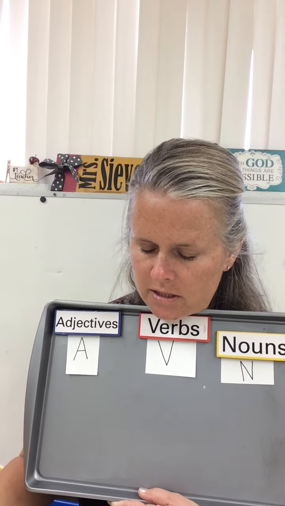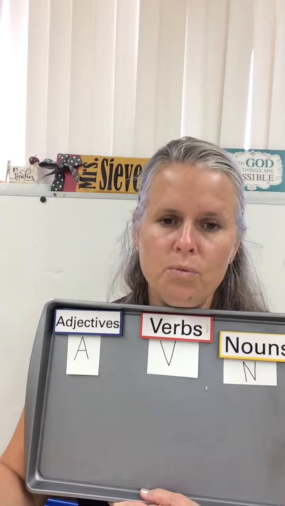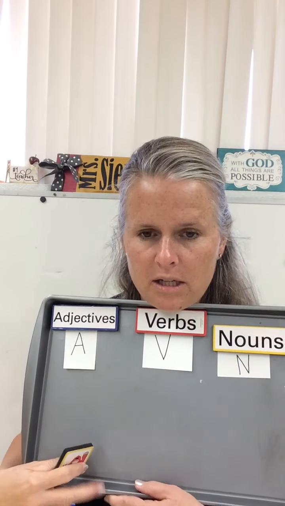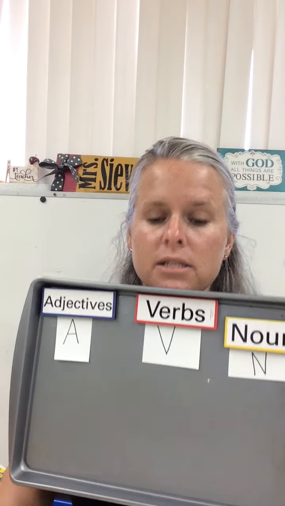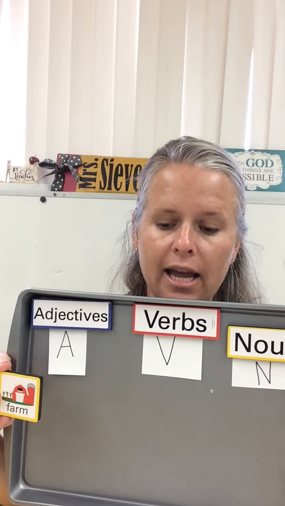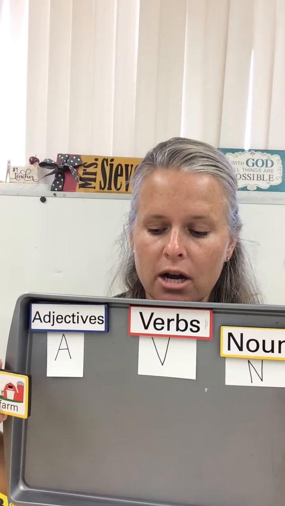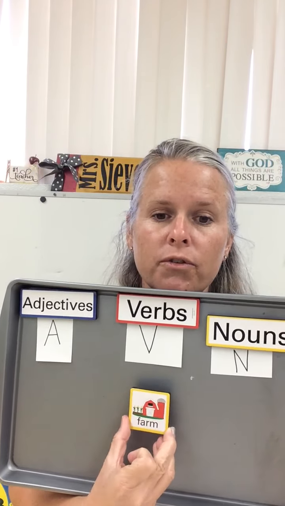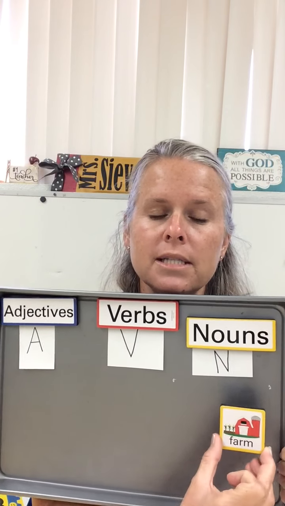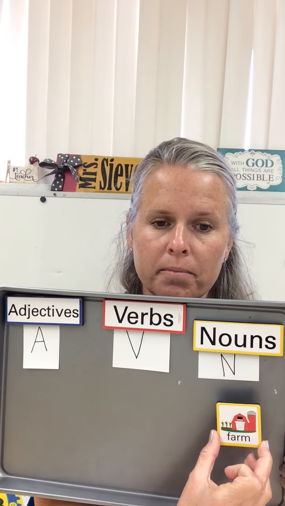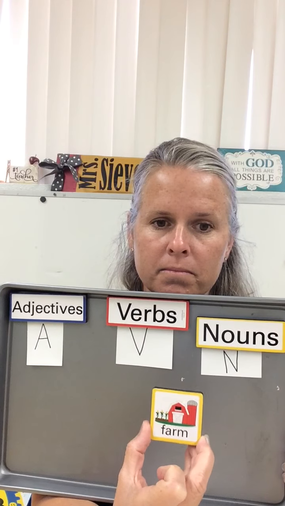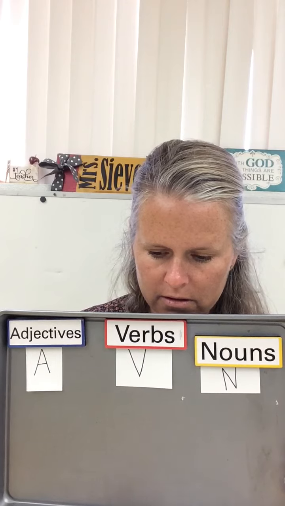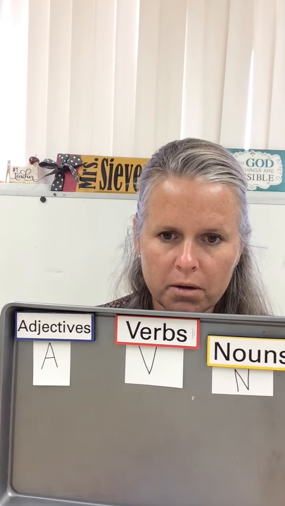Here we go. Let's go with farm. Is the word farm, is it A for adjective? Remember, is it describing? Is it an action word for verb? Or is it a noun, person, place, or thing? Farm. Ready?